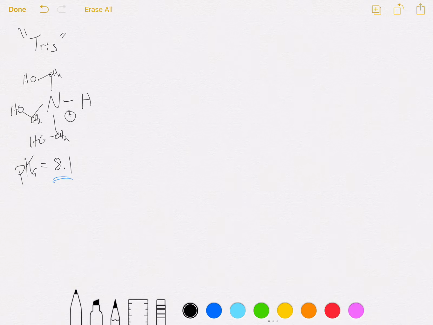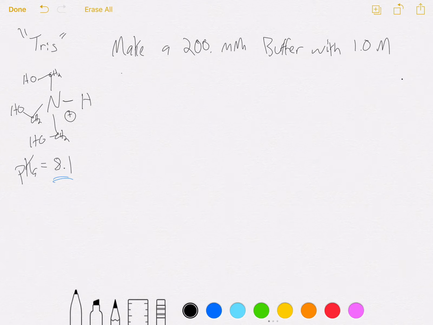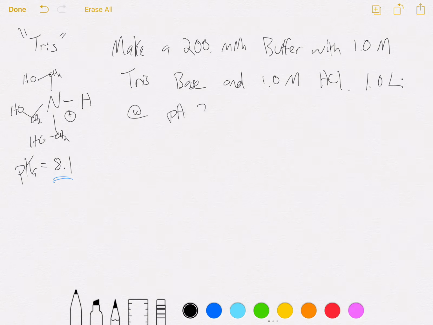So the problem we're going to try to solve here is to make a, say, 200 millimolar buffer with 1.0 molar tris base and 1.0 molar hydrochloric acid, and then we want to make it 1 liter at pH, say, 7.5. All right, so that's what we're going to try to do.